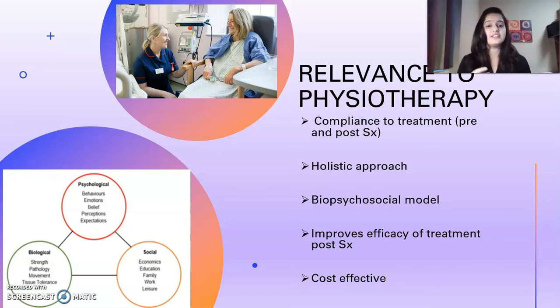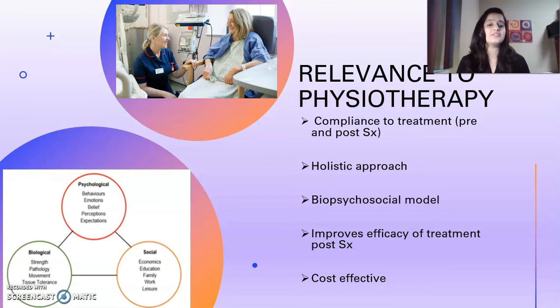Virtual reality also helps in a holistic approach. We can use that to educate the patient and we can use that to treat the patient as well. This helps to manage the biopsychosocial model of a patient. So the biological aspect will be taken care of, as well as the psychological aspect about the anxious state, which will also be managed by using VR.